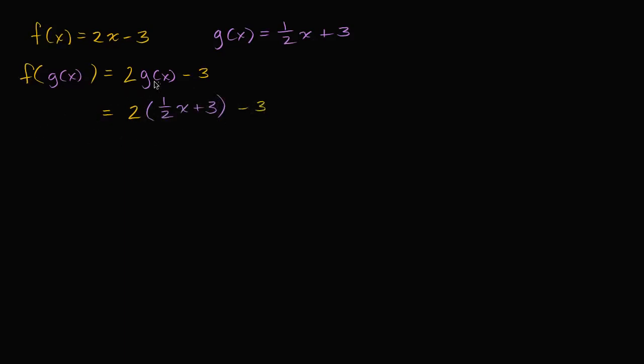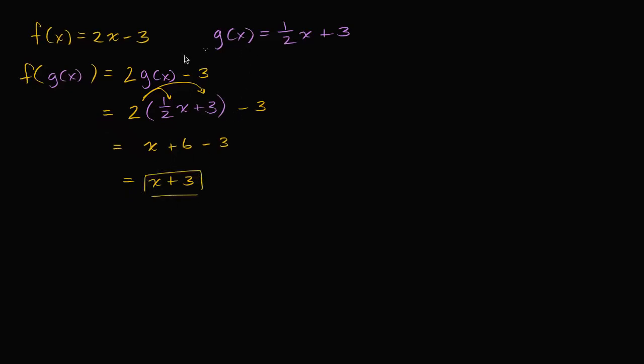Now we can distribute this 2. 2 times 1/2 x is just going to be equal to x. 2 times 3 is going to be 6. So x plus 6 minus 3. And so this is going to equal x plus 3. All right, interesting. That's f of g of x.